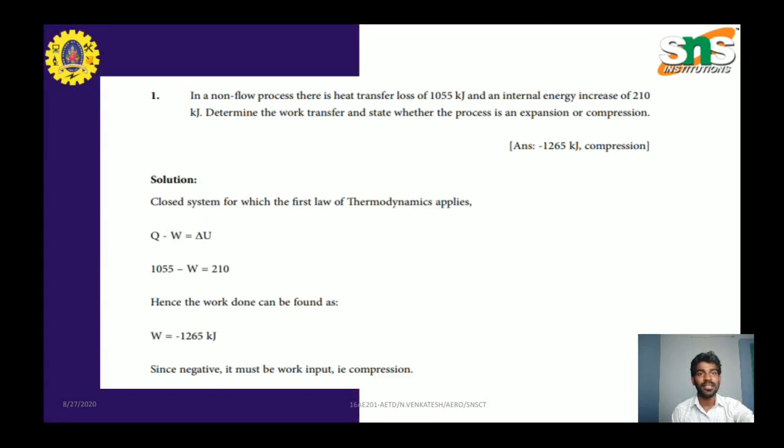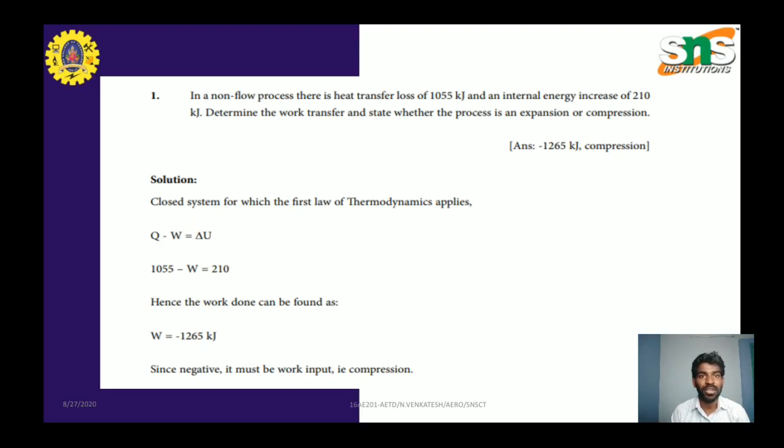Here is the problem. The first one is the principle of the first law of thermodynamics. It's a concept of heat transfer, work done, and change in internal energy. In a non-flow process, there is a heat transfer loss of 1055 kilojoule and an internal energy increase of 210 kilojoule. Determine the work transfer and state whether the process is an expansion or compression.